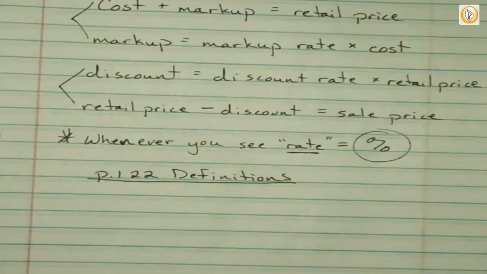Taylor, discount rate. Discount rate is the percent by which the retail price is reduced. Okay, so let's say Whit sells his apples at $1. And then he says, you know what? I decided I'm going to be nice and I'm going to sell them for 75 cents each. The discount rate is the rate at which he's giving you a discount.